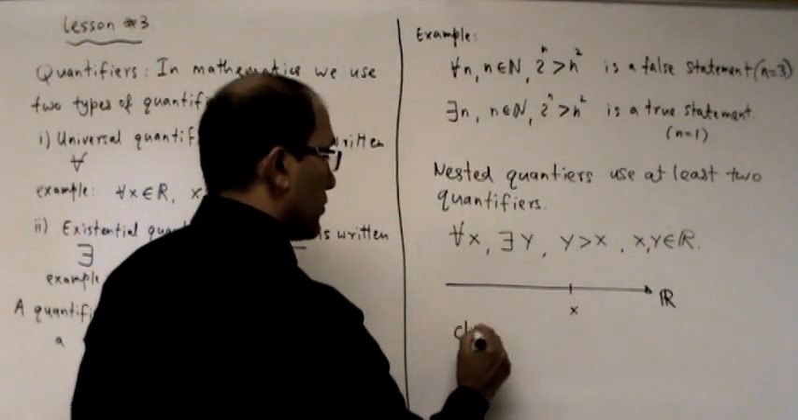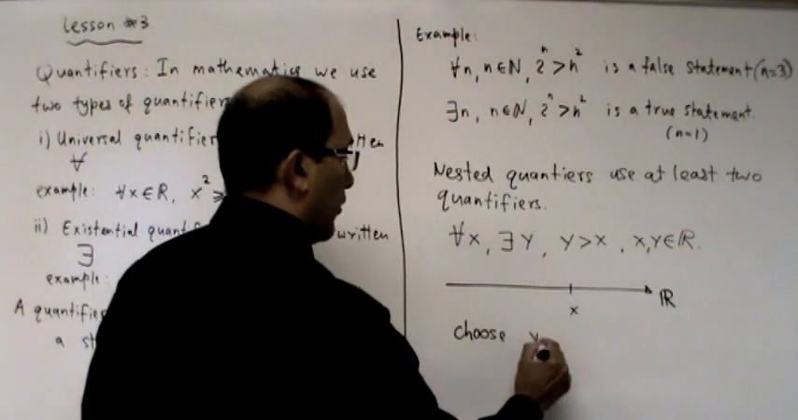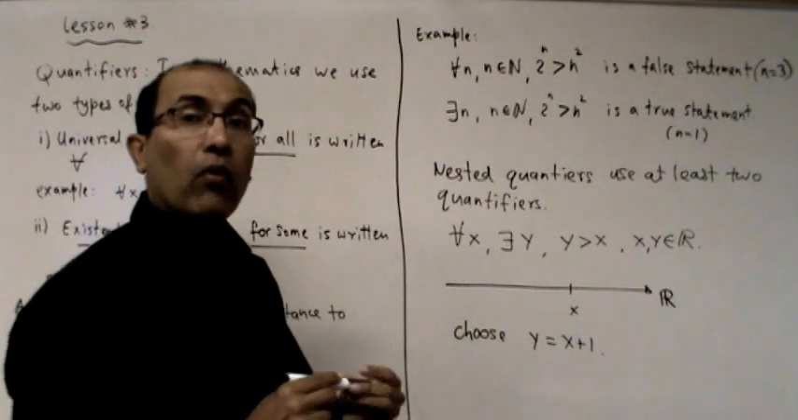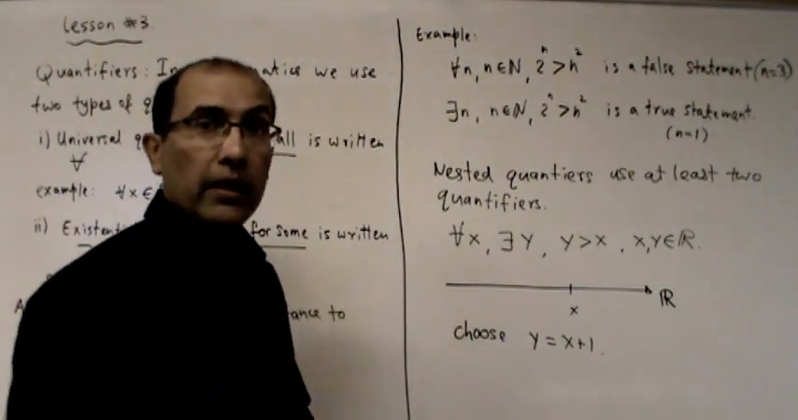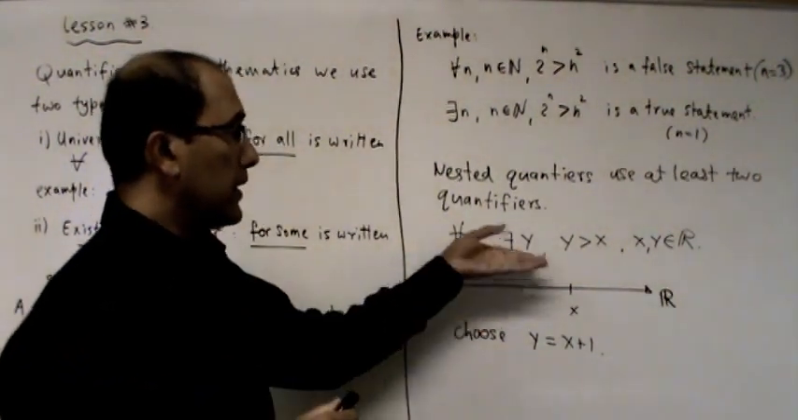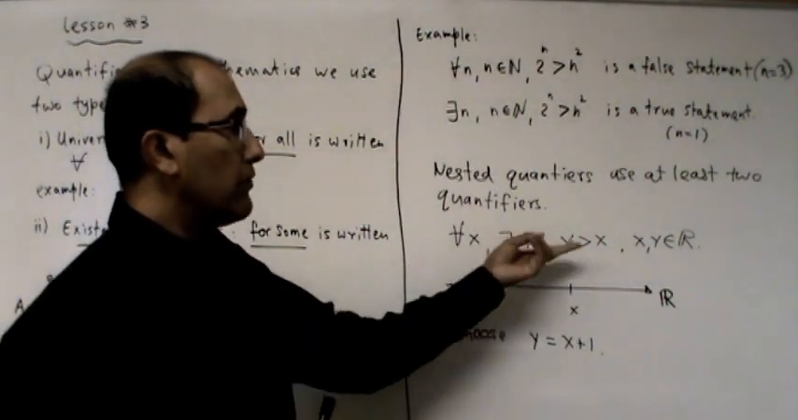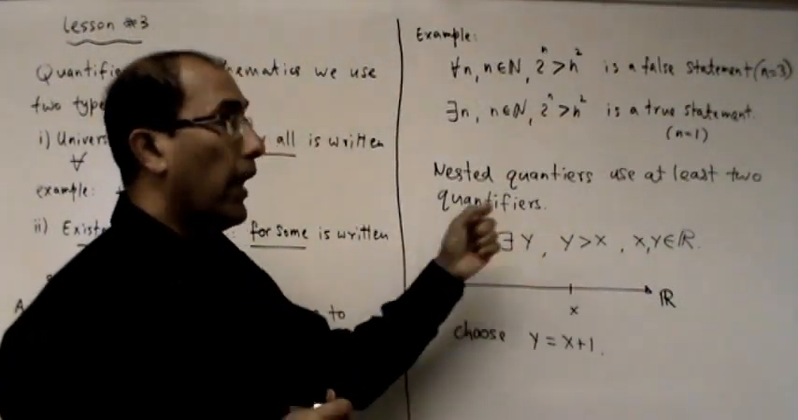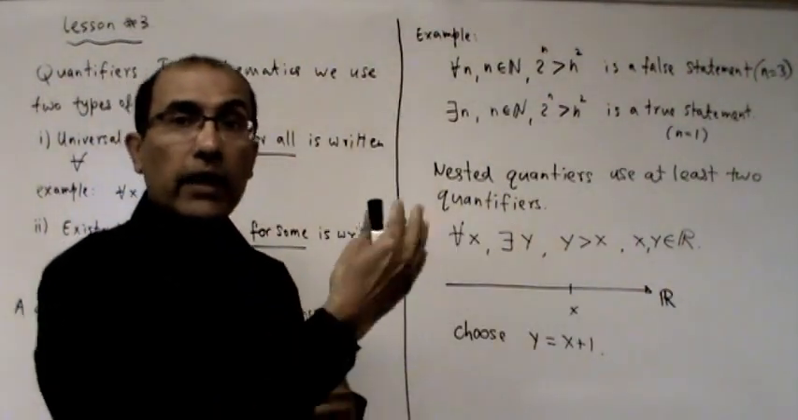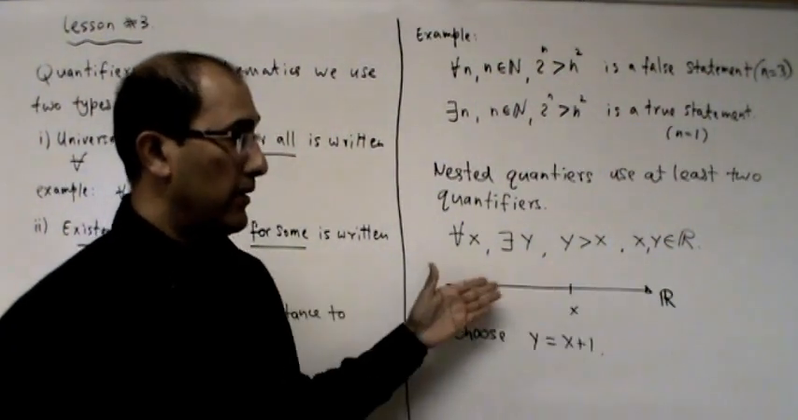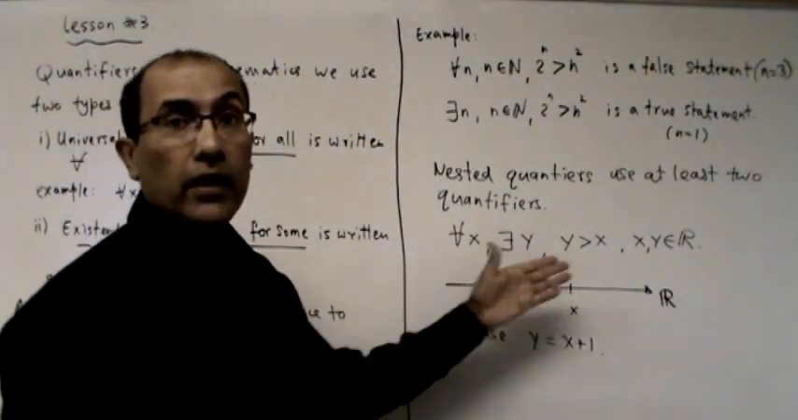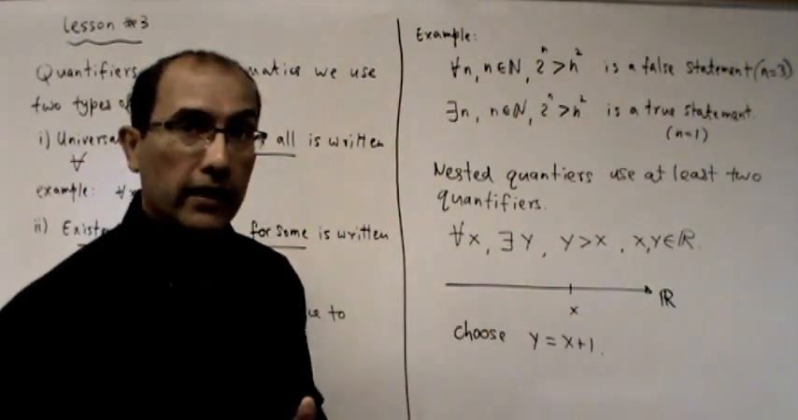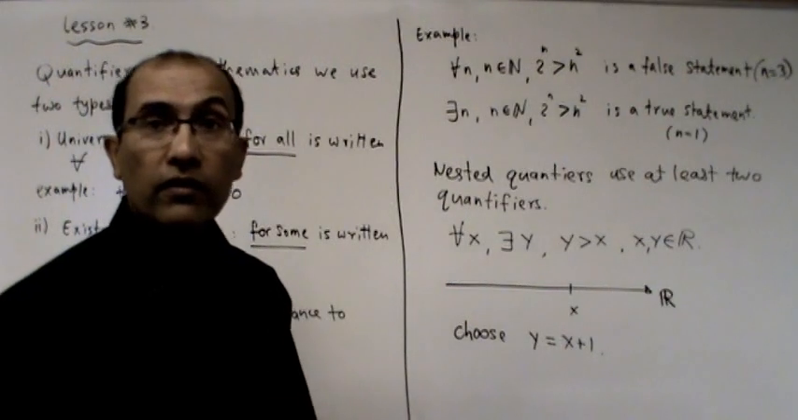So I will choose y equals x plus 1. If I choose my y to be x plus 1, it's a number bigger than that x that you are choosing, then this statement is true, and we have what's called the nested quantifier. That means for all x, there exists a y which is bigger than that x. So you give me any x, it doesn't matter, whatever x you give me, I can always find a y that's bigger than that x. So that's what these nested quantifiers mean.